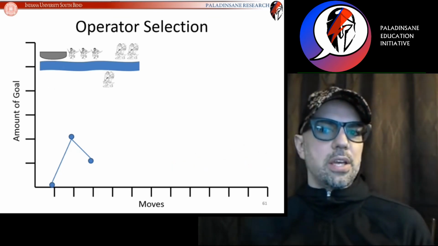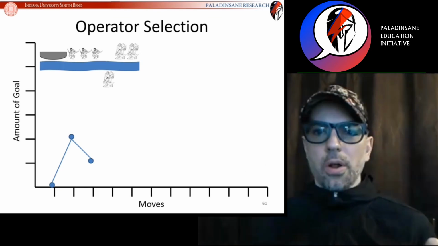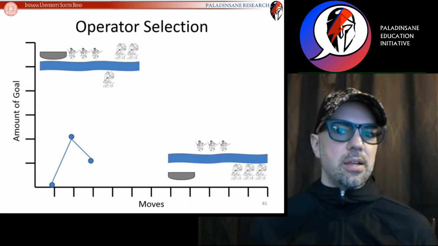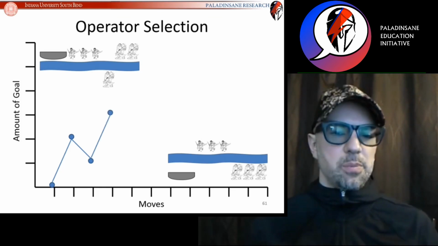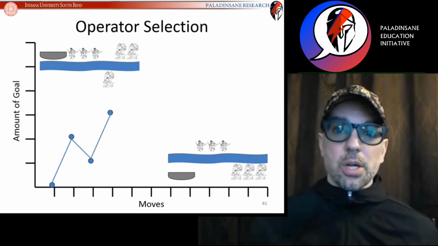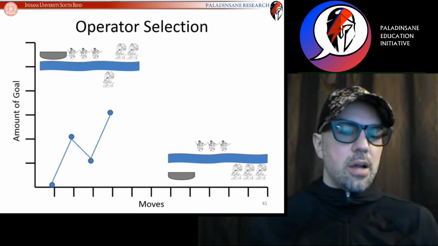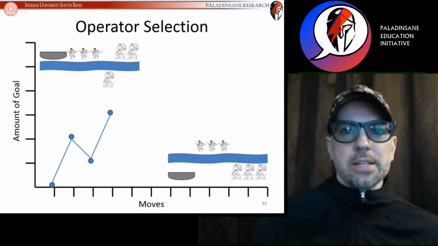But now look what we can do. We can take 2 orcs across. So now we end up with a new intermediate state where we have 3 out of 6 people on the other side of the river. So in terms of our goal, we're halfway there. We're halfway across. We're halfway to solving our goal. We got 3 out of 6.